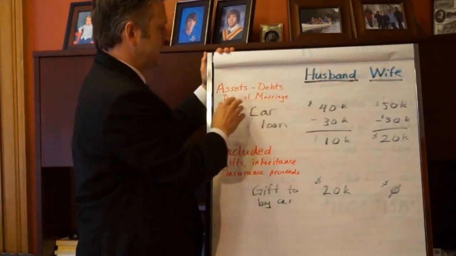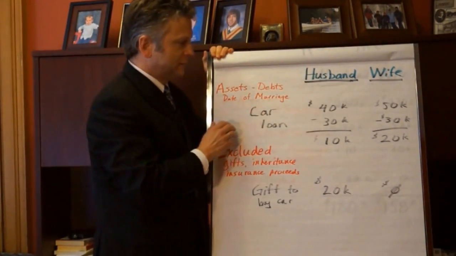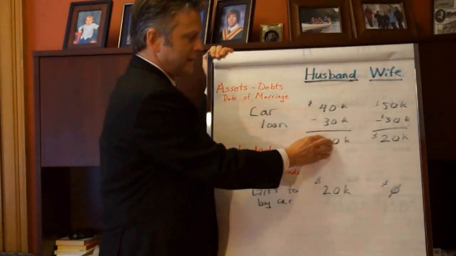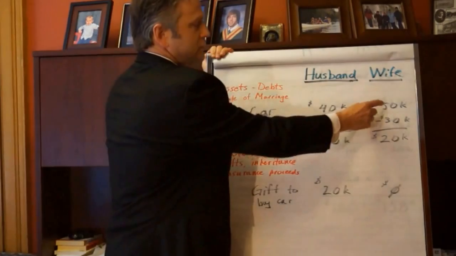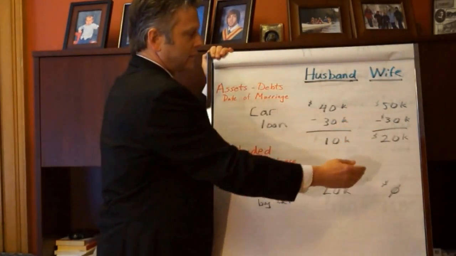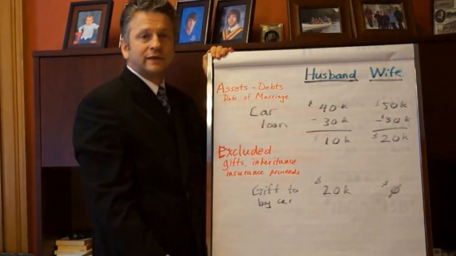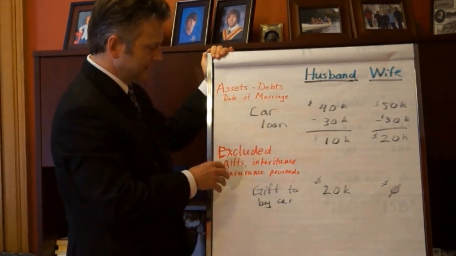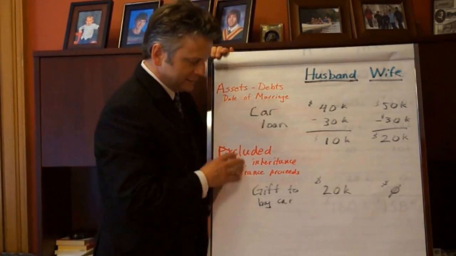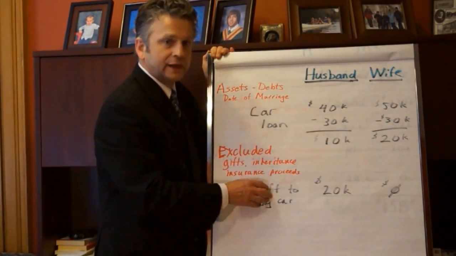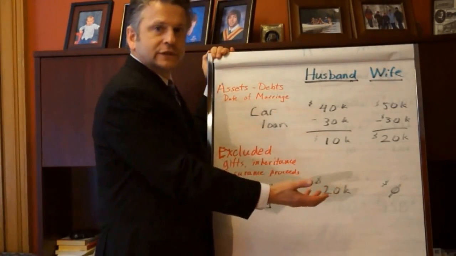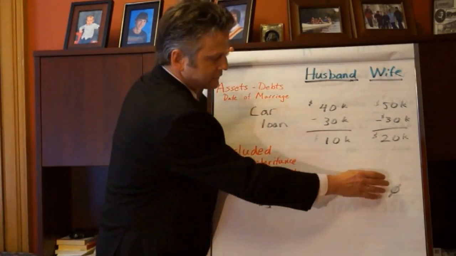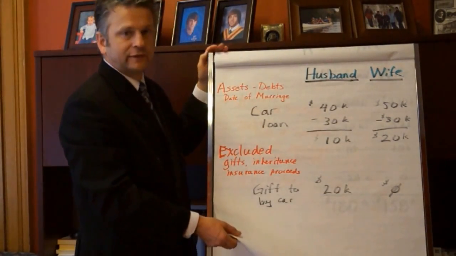The next step is to look at what was owned by each of them on the date of marriage. He owned a $40,000 car with a debt of $30,000 on it, so he gets to deduct $10,000. She had a $50,000 car with a $30,000 debt. She gets to deduct $20,000 because that's what each had on the date of marriage. Then the last is excluded property, and in this case the husband was given a gift of money which he used to purchase the car. The car is still in existence on the date of separation. It was kept in his name, so he gets to deduct $20,000. In this case, the wife had nothing that she could deduct.